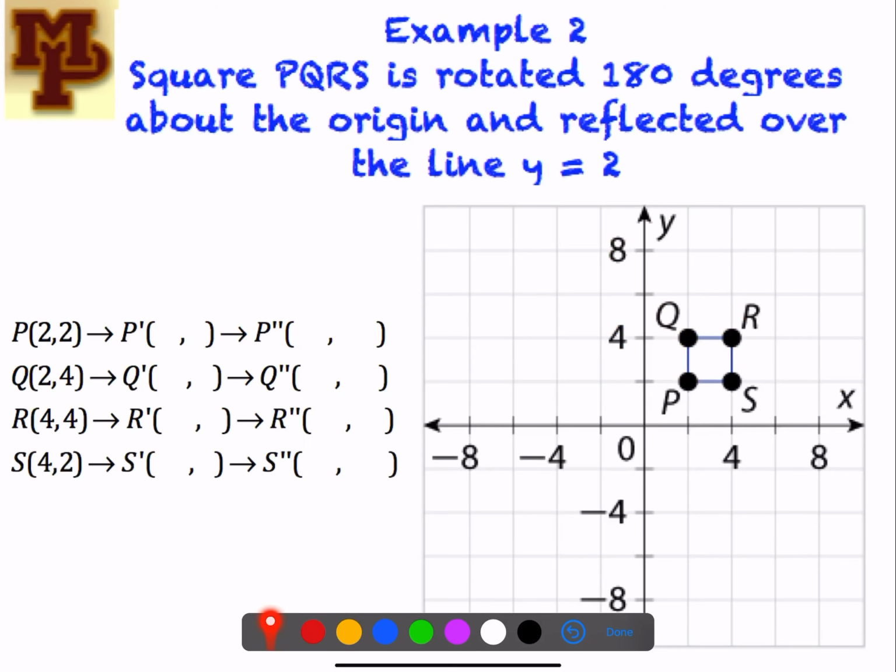So, go ahead and pause the video if you'd like and try this problem out. Square PQRS, this square right here, is rotated 180 degrees about the origin and reflected over the line y equals 2. Before you get started on this, make sure that you take note of how much each box is worth in terms of value. And also keep in mind that we're just doing to double prime. So give me the coordinates and give me the images. Go ahead and pause the video and try this one out if you'd like.